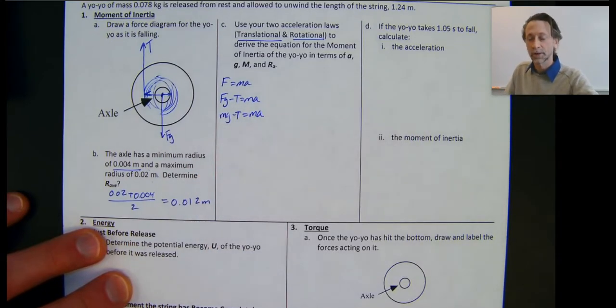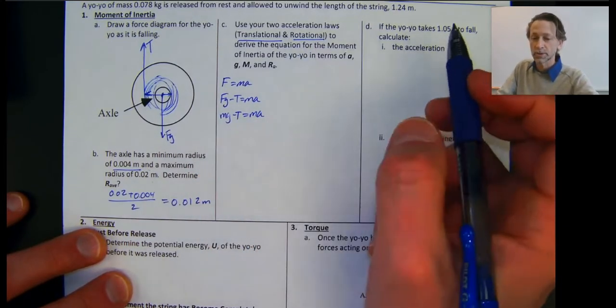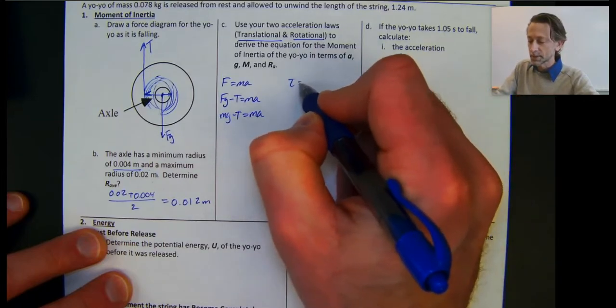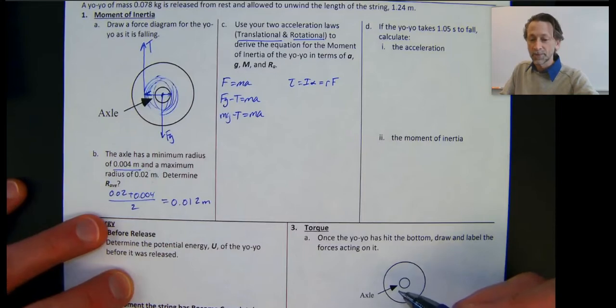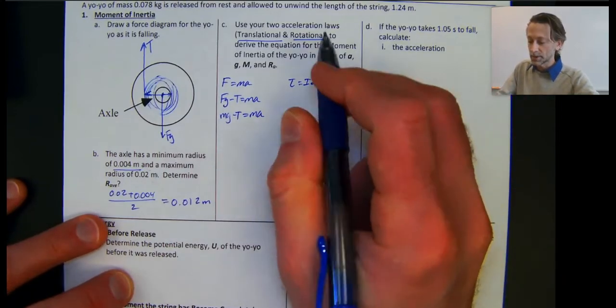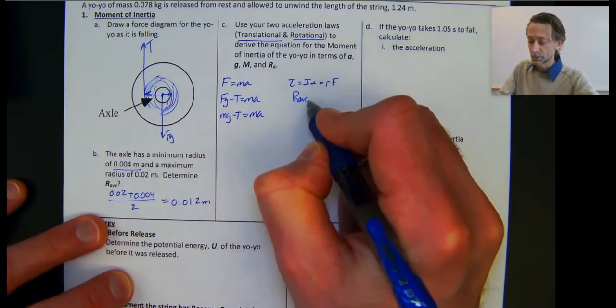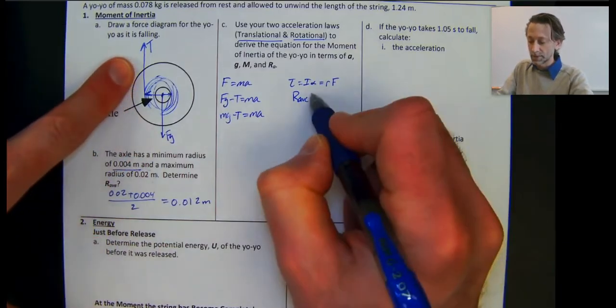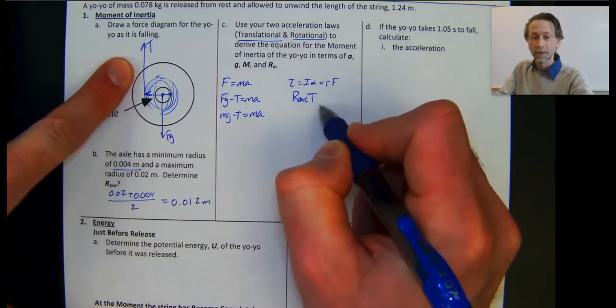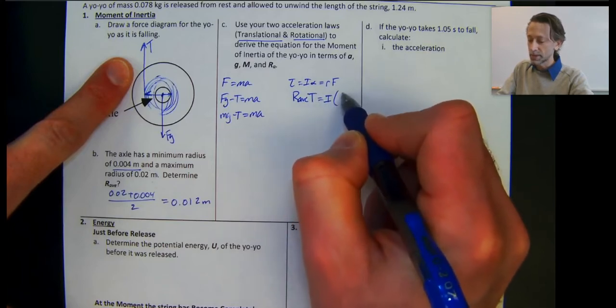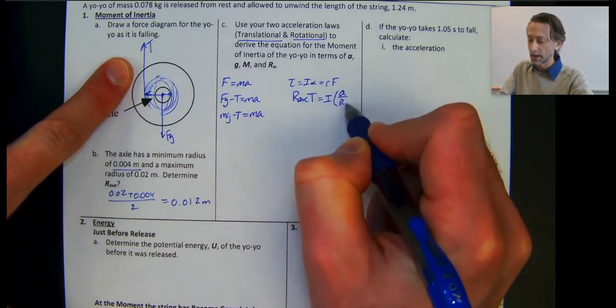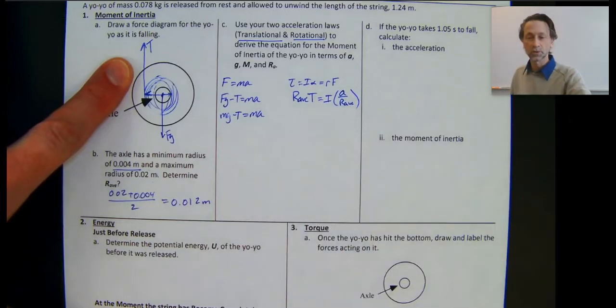Now, if we want to talk about the rotational acceleration equation, then we're going to say that torque is equal to I alpha equals R F. And from that, we can say, well, this R is really that average that we found, and the tension will be the force then. And then we can say I, and this a value is going to be a times R average. Okay, so we're substituting in to turn that into a linear equation.